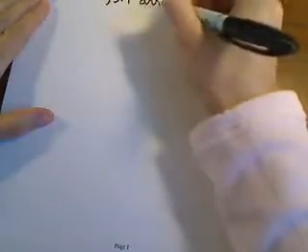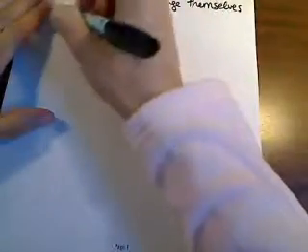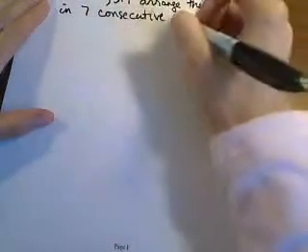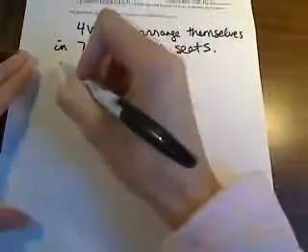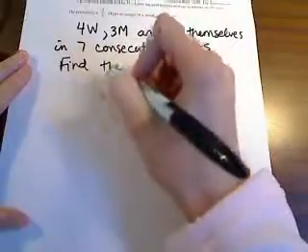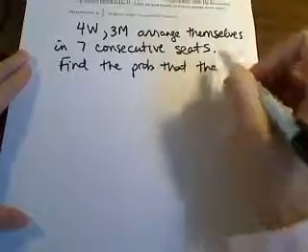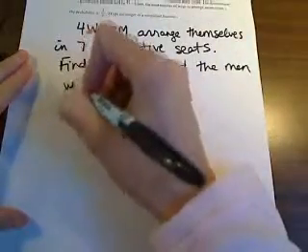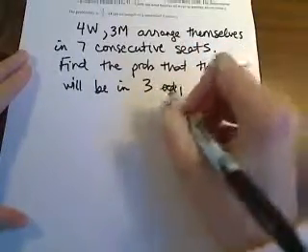Okay, so what we have is 4 women and 3 men, and they are arranging themselves in 7 consecutive seats. Okay, and we want to find the probability that the men will be in 3 adjacent seats.